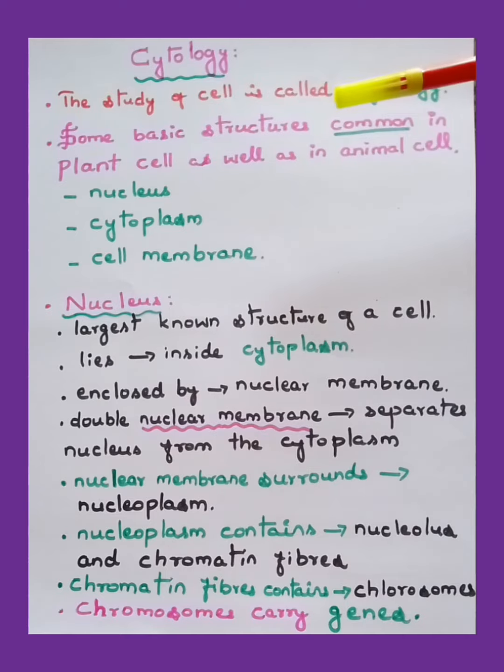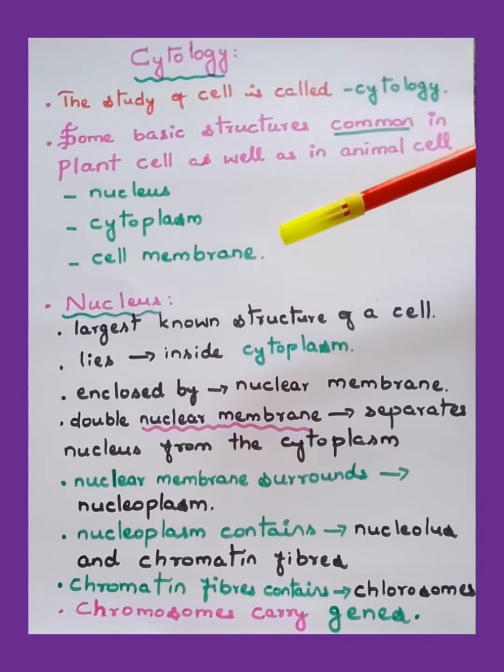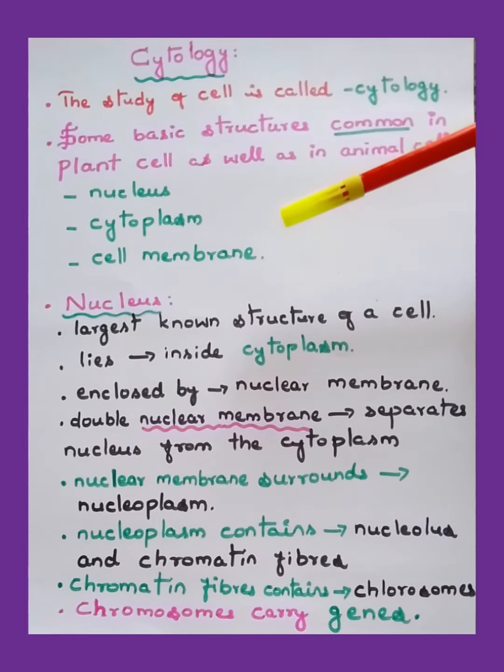Okay, we shall learn now some basic structures which are common in both plant cell as well as in animal cell. They are nucleus, cytoplasm and cell membrane. So let us discuss about this first, and then later we will move to the differences between plant cell and animal cell. Since we are focusing on the Gpstr exam, I am moving according to the syllabus which is given. Later we can make videos based on the basics of the cells.